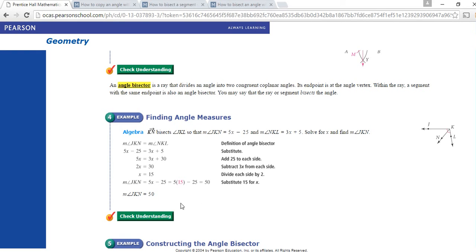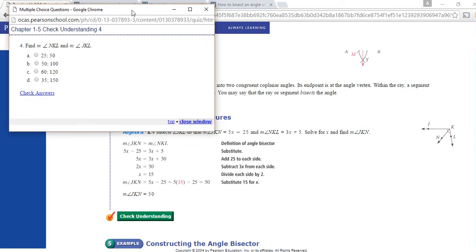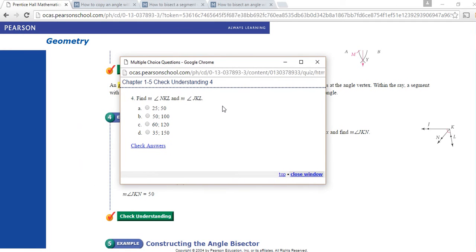So knowing that this angle equals 50, could we answer this question? Find the measure of angle NKL. Well, we know that's 50. And the measure of JKL, that's the whole thing. We know the bisector is 50. So what is the entire angle? Well, it's doubled. It has to be 100. So 50 is the small one and 100 is the big one.